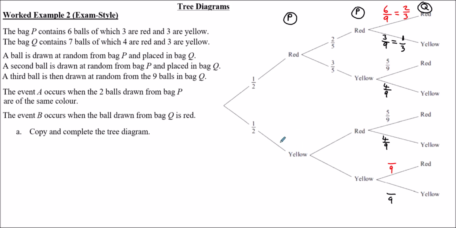So the probability of picking a yellow first would be 3/6. So if we picked a yellow first from bag P, there'd then only be another 2 yellows out of a total of 5 to pick from.